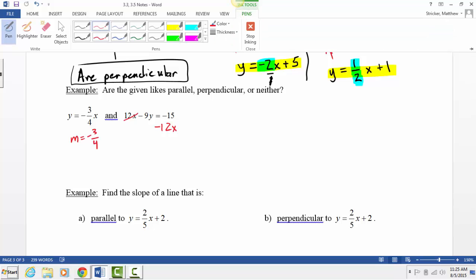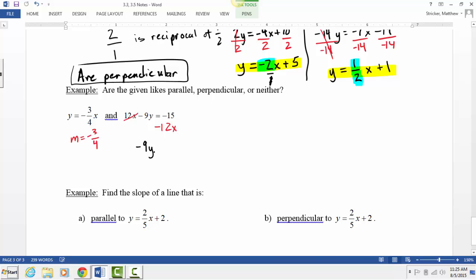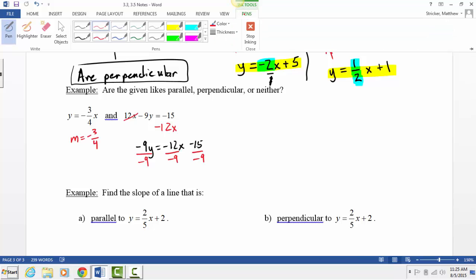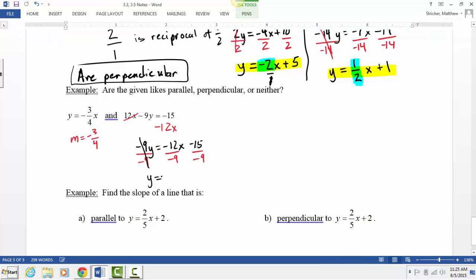Okay, when you do that, you get negative 9y equals negative 12x minus 15. We divide by negative 9. Do that. You get y equals, negative divided by negative is a positive, and 3 goes into 12 4 times, 3 goes into 9 3 times, so we have 4/3. And then negative divided by negative is a positive. Again, 3 goes into 15 5 times, and it goes into 9 3 times. So we get y equals 4/3 x plus 5/3.